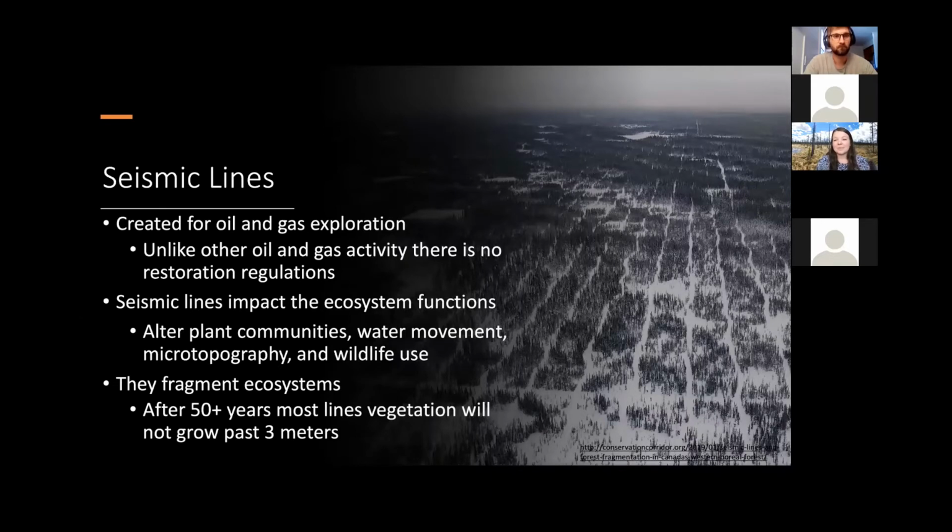As you can see in this picture, these little white squiggly lines are seismic lines. They really fragment the landscape. Seismic lines began to be created in the early 1950s, and still to this day, they're really disruptive. Vegetation basically has a very hard time growing back on these lines, especially trees.